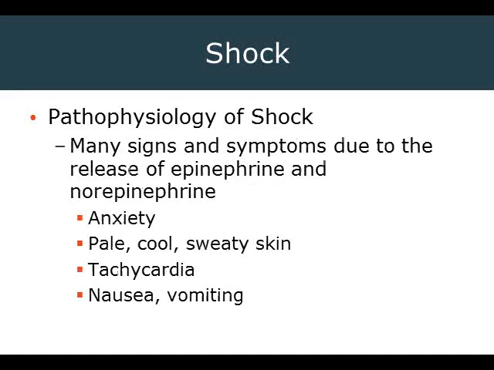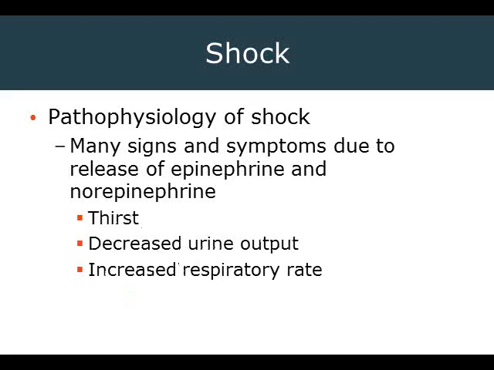So our pathophysiology, many of those signs and symptoms are due to the epi and norepi, or the catecholamine release. So the anxiety, the pale, cool, sweaty skin, tachycardia, nausea, vomiting, those all come from that dump, as well as we may start to see some things such as thirst, decreased urinary output, and increased respiratory rate that comes from either the signs or symptoms of epi-norepi release and/or some of the other hormones, such as the renin, angiotensin, and aldosterone.